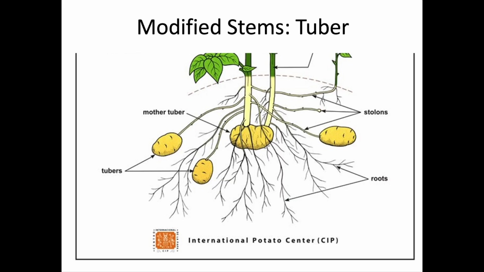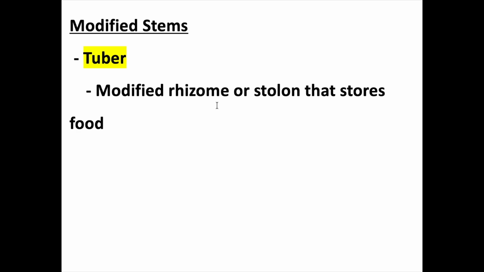So let me read the key terms definition of a tuber. A modified underground stem adapted for starch storage. And so, yeah, this can be at the tip of a stolon, or it can be at the tip of a rhizome. So it's a modified rhizome or modified stolon whose job it is to store food.